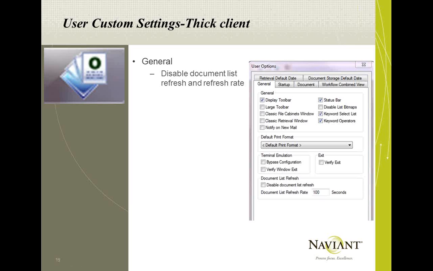Now, if you have somebody doing a highly intensive query that brings back a lot of documents, you might not want the list to constantly refresh, because it's constantly going out and pinging the database and making that query. So for some users, depending on what they do, it might be worth it to have that checked. And then the document list refresh rate is set to 100 seconds by default. That might be good. You may want to increase it or decrease it depending on what that user is doing.